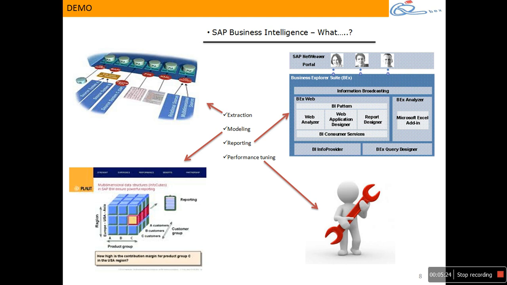Okay. And then performance tuning. Let's say you extract data from different sources into BW. Let's say it is slow. How do we speed it up? Let's say you're running a huge query with huge data. It is running slow. How do we improve the performance of the query? So as part of performance tuning, we would touch that point.